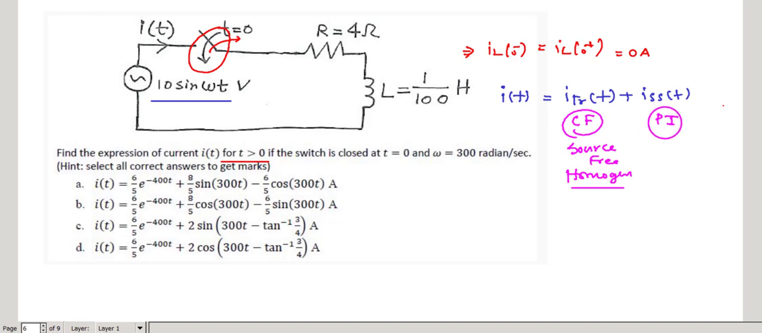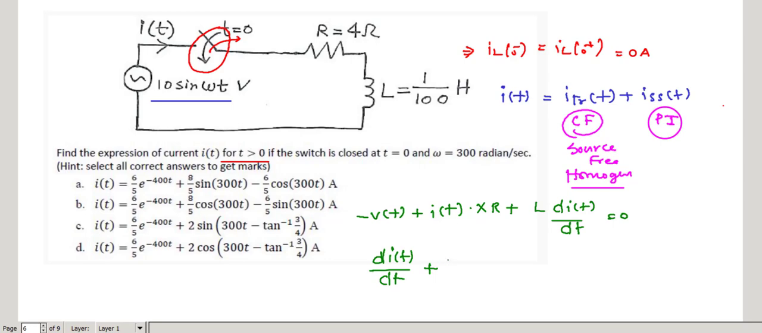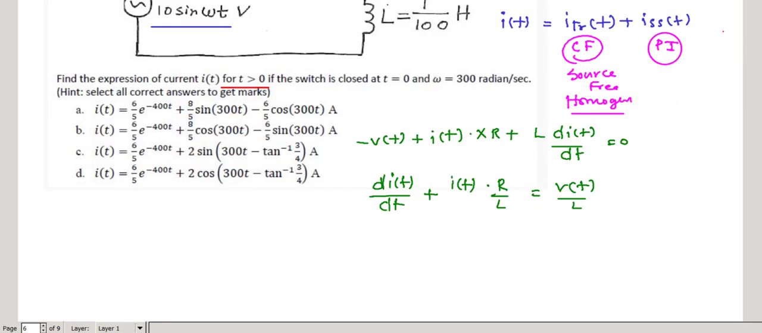Now applying KVL: minus v(t) plus i(t) into R plus L into di(t)/dt equals 0. So di(t)/dt plus i(t) into R by L equals v(t) by L. So this is the differential equation.